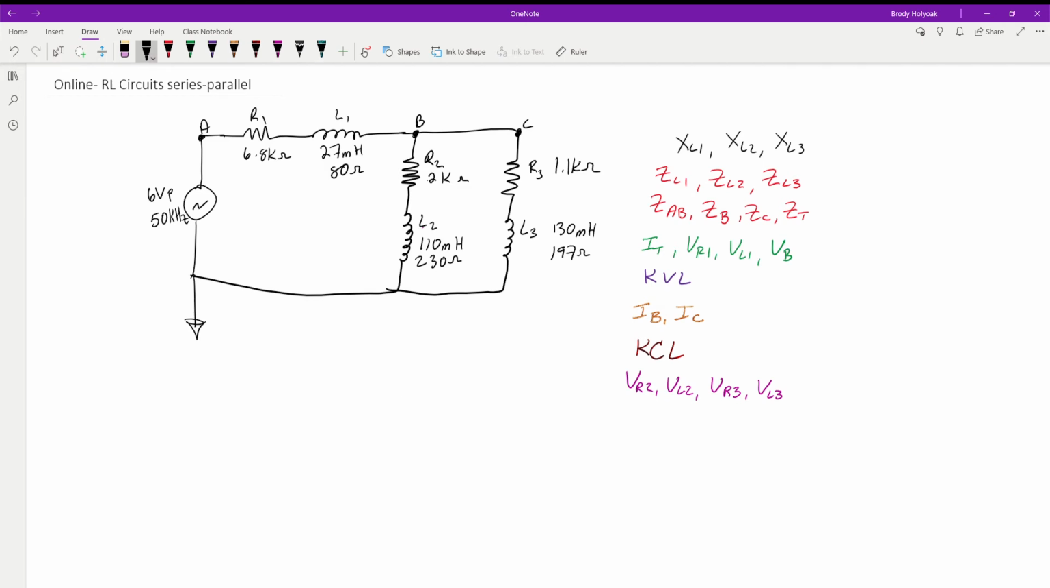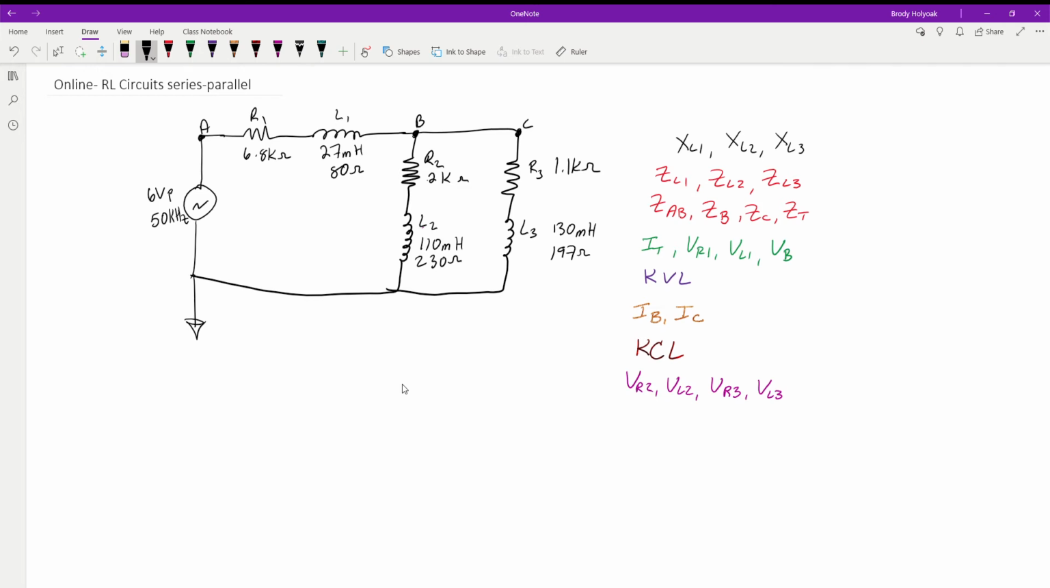So to start out with, we have our generator. It's sitting at 6 volts peak with a 50 kilohertz signal going into it. Connected to that, we have point A, which is connected to R1, which is 6.8 kilo ohms. Connected in series to L1, which is 27 millihenries, and has a winding resistance of 80 ohms.